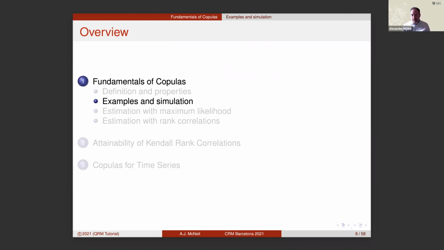So let's talk about examples. And while we're talking about examples, it helps to talk about simulation, because we see how we can construct these models. One of the big uses of copulas is in Monte Carlo risk models. With Monte Carlo risk models, we can choose the marginal distributions we want for our risks, and we can choose the copulas, and we can simulate them, using the converse of Sklar's theorem.